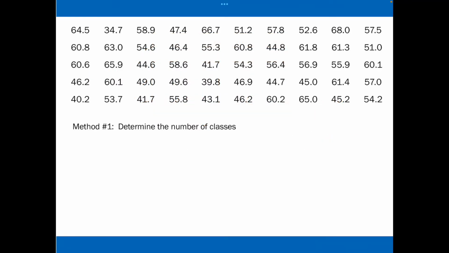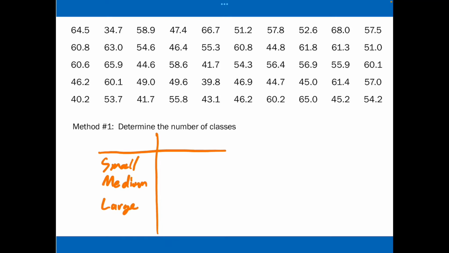So our first method is to start with the number of classes that we want to create. And so in this case, let's start with just 3 classes. We're going to start with a class for small eggs, a class for medium eggs, and a class for large eggs. Well, if we know we have 3 classes, we need to sit and think, what ranges should I choose for these classes?